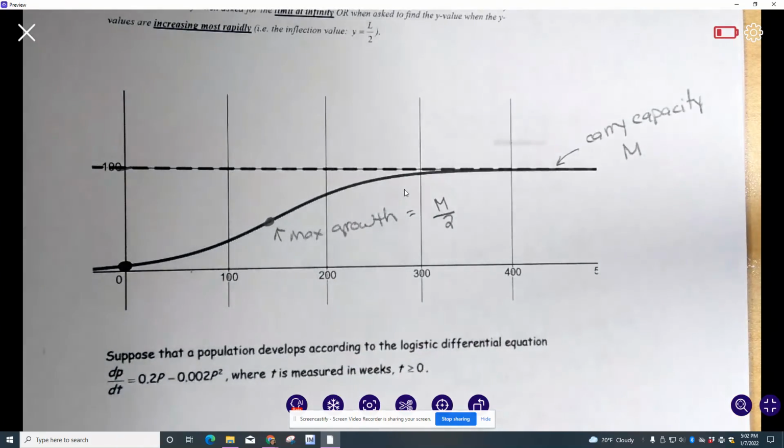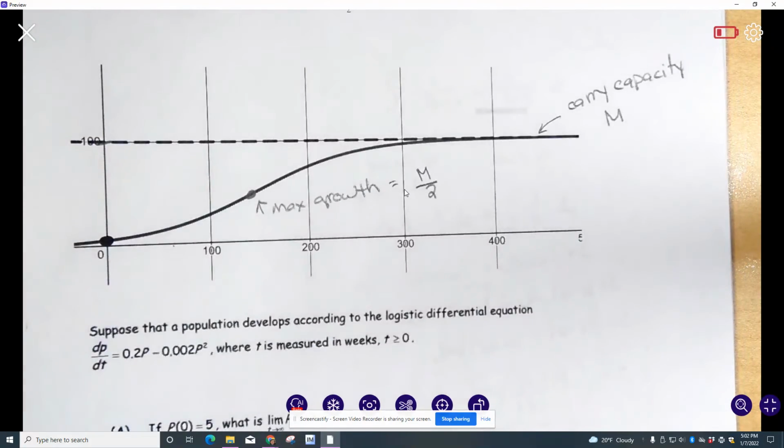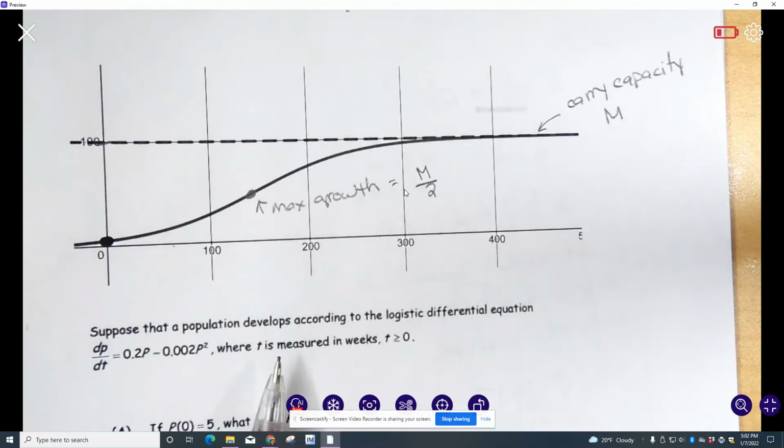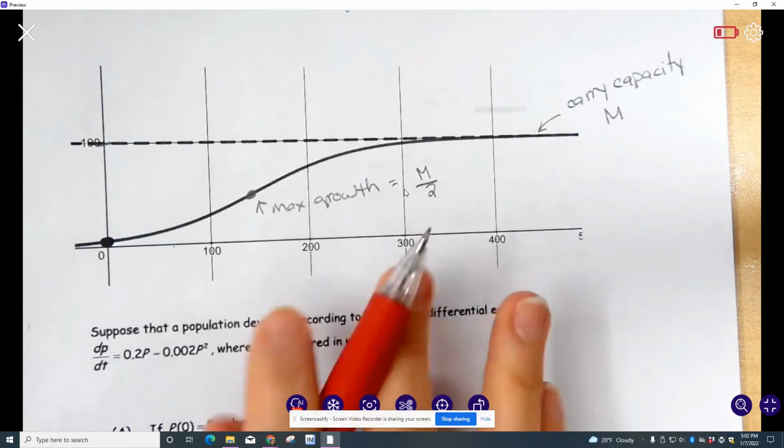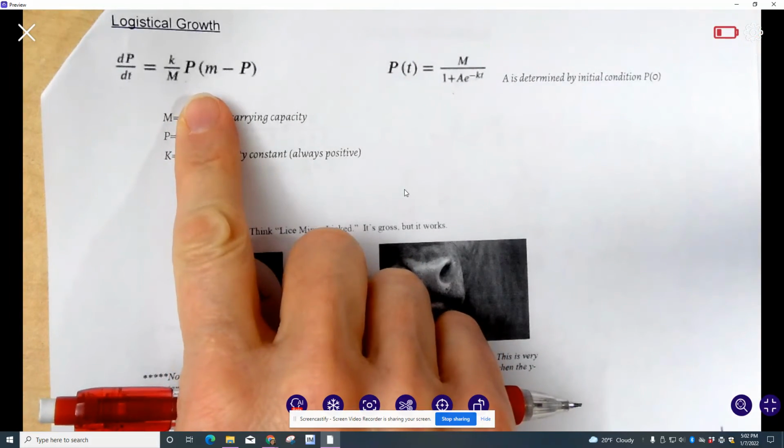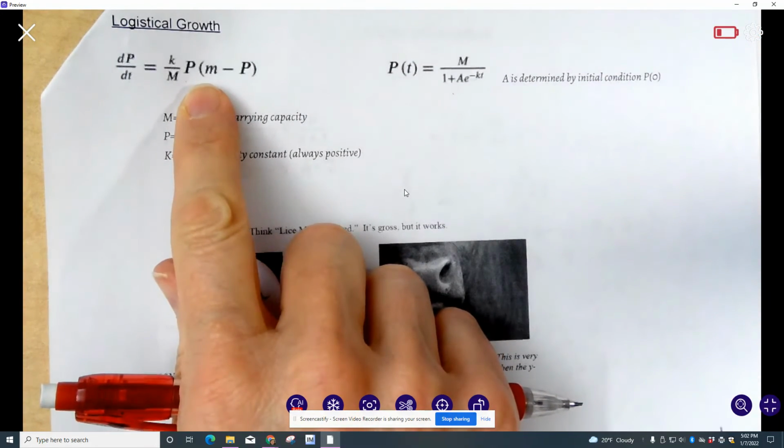So we have a question here. It says, suppose that the population, okay, here's our logistical growth differential equation where T is measured. So then they ask us some different things. This one is not in the exact form that we want it to be. We would like it to be in this form so we can find that carrying capacity pretty easily.